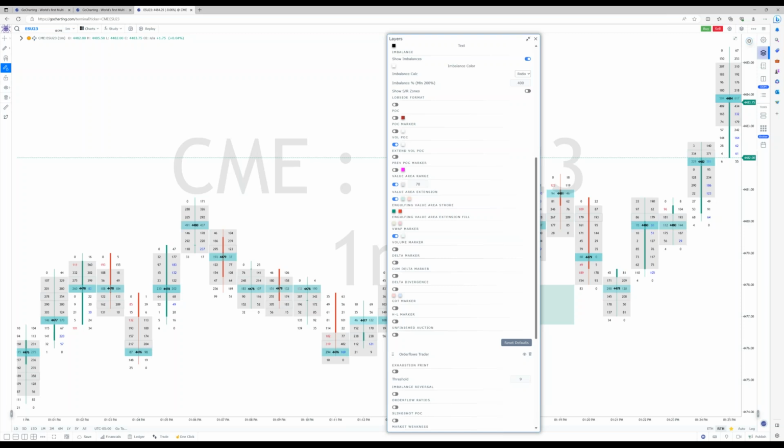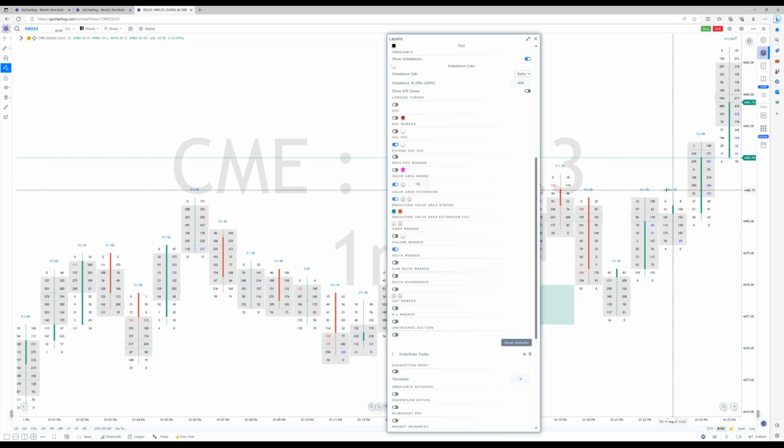VWAP marker, right? It will print the VWAP price level on your chart. Here you can see each of these levels and the price in the middle. That's where VWAP is. Volume marker just prints above or below. Delta, same thing. Cumulative delta. Now delta divergence, okay? Let me just put up the delta marker.